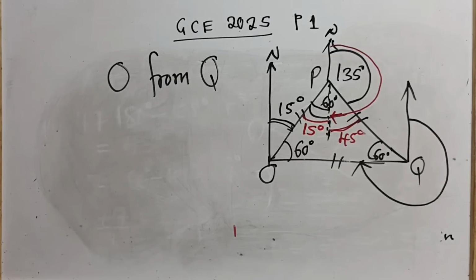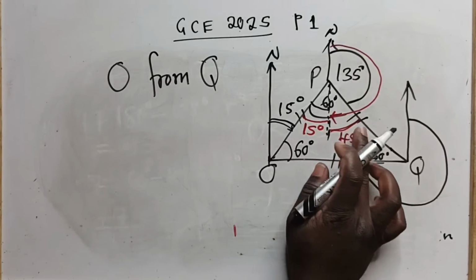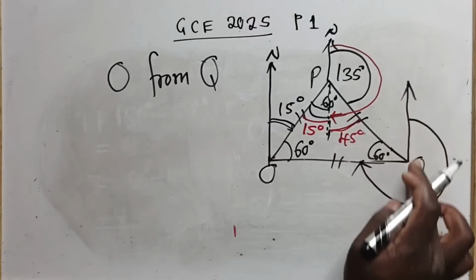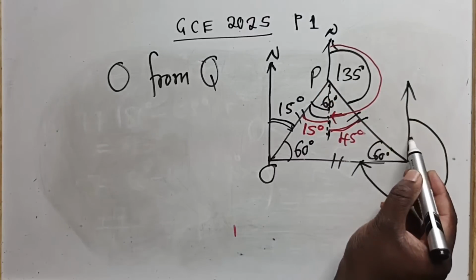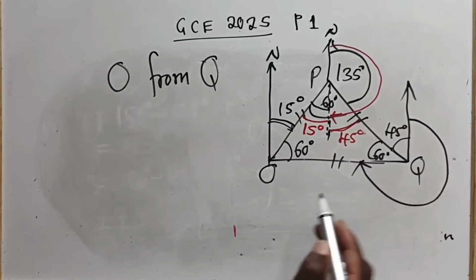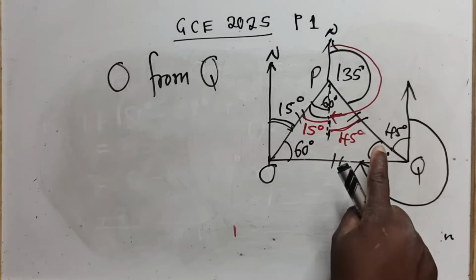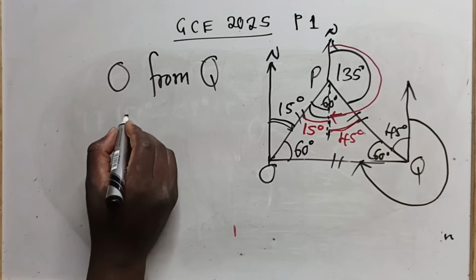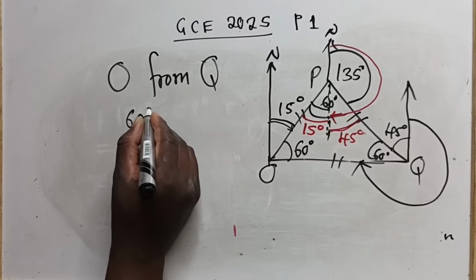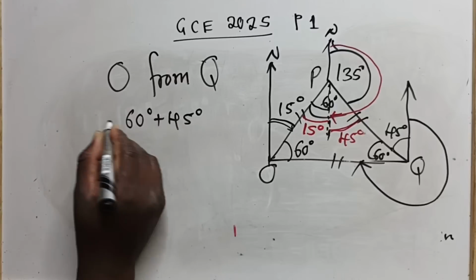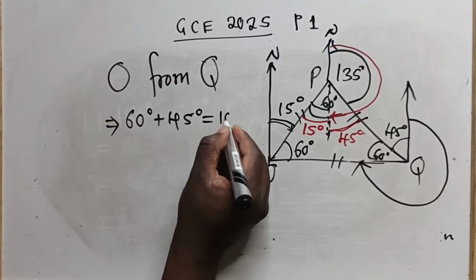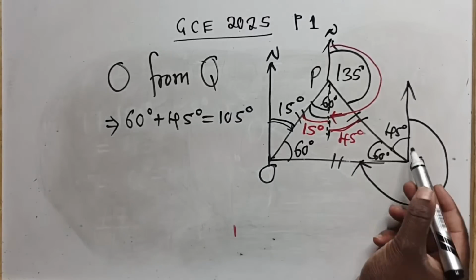So what I can say here is that, using a transverse line, the Z property, the angle which is here is equal to the angle which is here. So this is 45 degrees also. So what we're going to do is add 60 plus 45. When we say 60 degrees plus 45 degrees, we're getting 105 degrees.